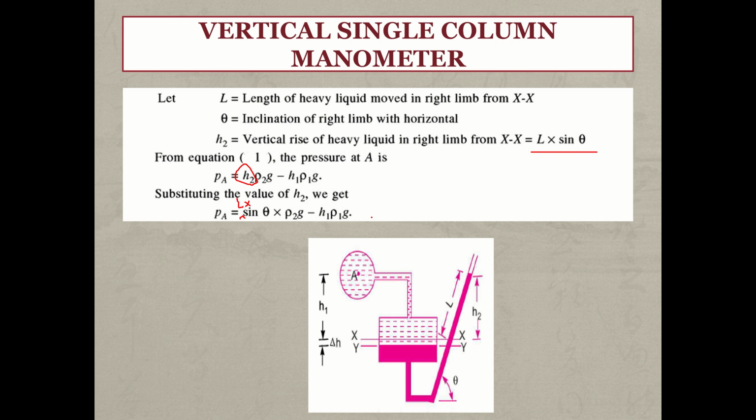So if you are able to remember the derivation for vertical single column manometer, inclined is very easy. Just in the place of H2 substitute L sine theta. So this is how you need to calculate the pressure using manometers. The concept is very simple. Write the pressure at the left limb, write the pressure at the right limb, and equate both. Okay. And basic formula for writing the pressures either in the left limb or right limb is rho into G into rise of the liquid. If it is H1, H1, if it is H2, H2.